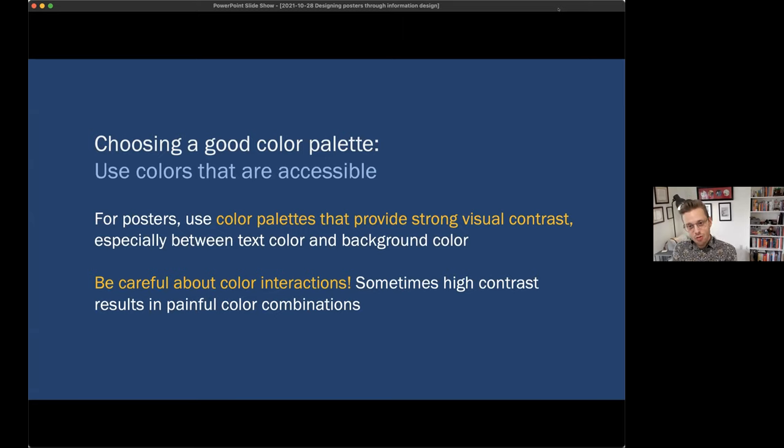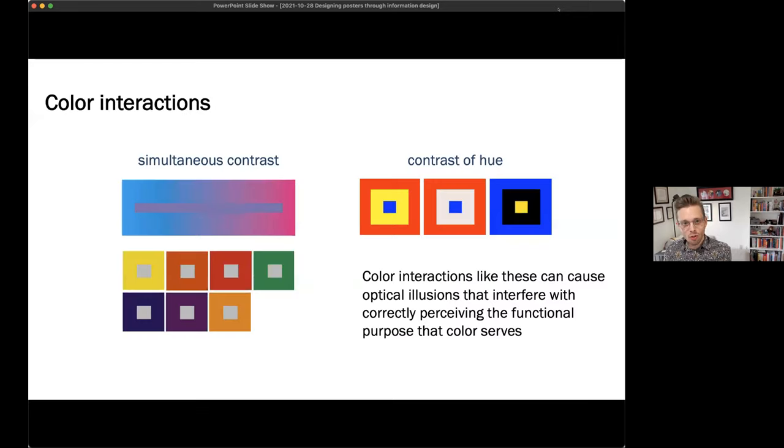When it comes to posters, it's a good idea to use color palettes that provide really strong visual contrast, especially between text color and background color, right? You want to make the text actually readable because that's the stuff that's communicating the data in our poster. Now, when you choose color palettes for strong visual contrast, we do have to be careful about color interactions, because some combinations of color that may be high contrast result in very painful combinations that are painful to our perception.